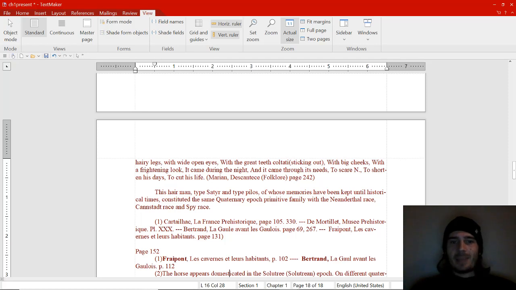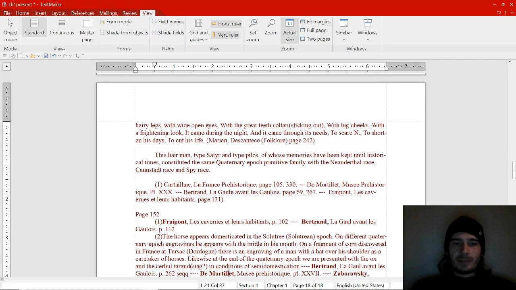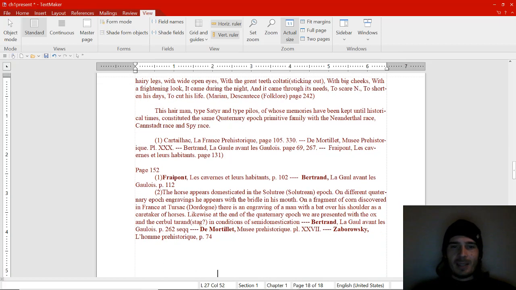This hairy man type Satyr and type Pilos. Oh, okay. So that's the official name. Pilosi. Gotcha. Of whose memories have been kept until historical times, constituted the same quaternary epoch primitive family with the Neanderthal race, Kronstadt race, and Spy race. Reference 1. Hartal Hack, his book, De Mortale, his book, Bertrand, his book, Fred Pond, his book. Page 152. Reference 1. Fred Pond, his book, Bertrand, his book.